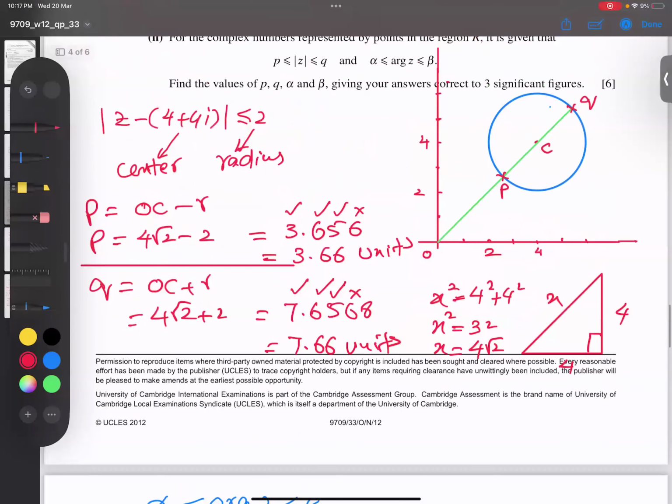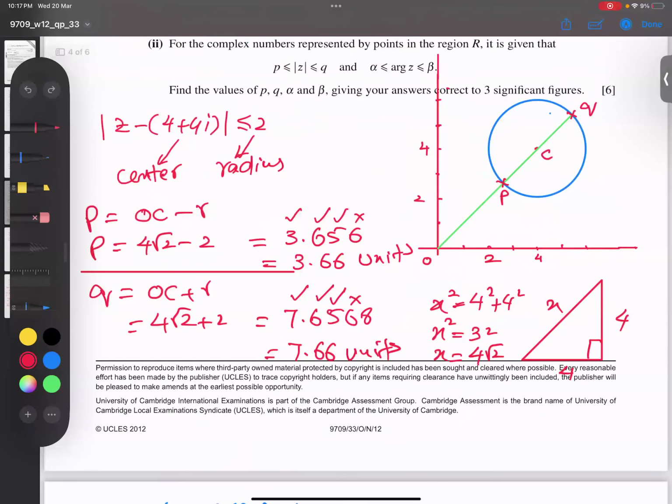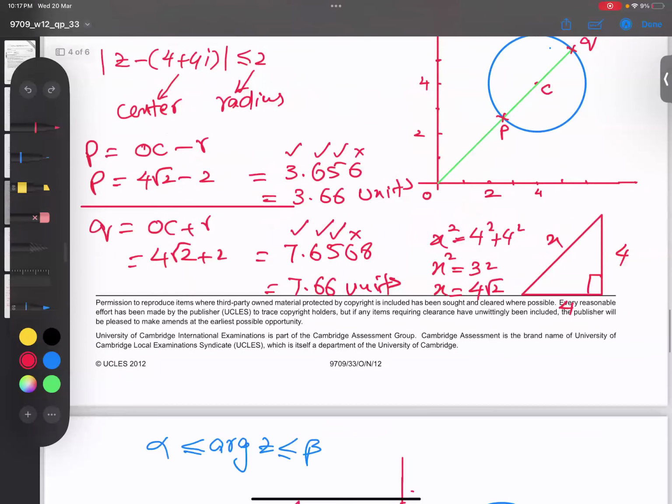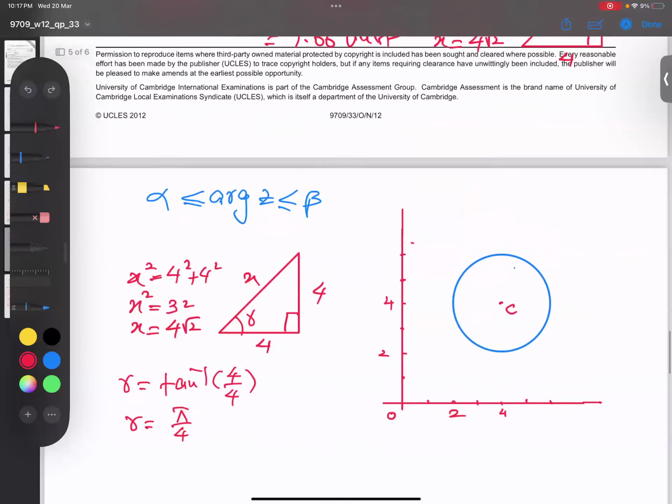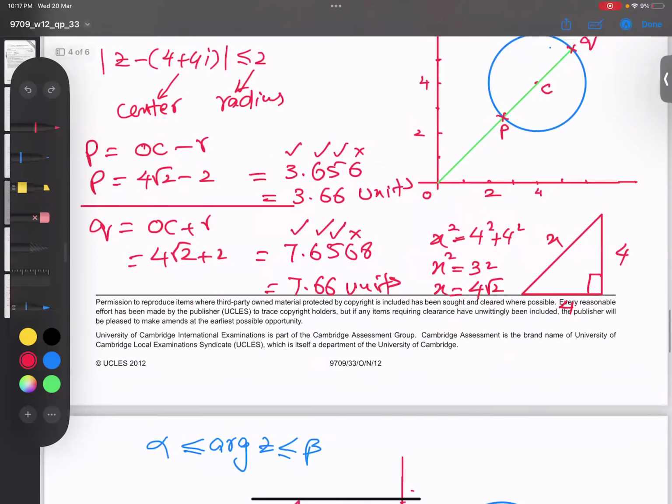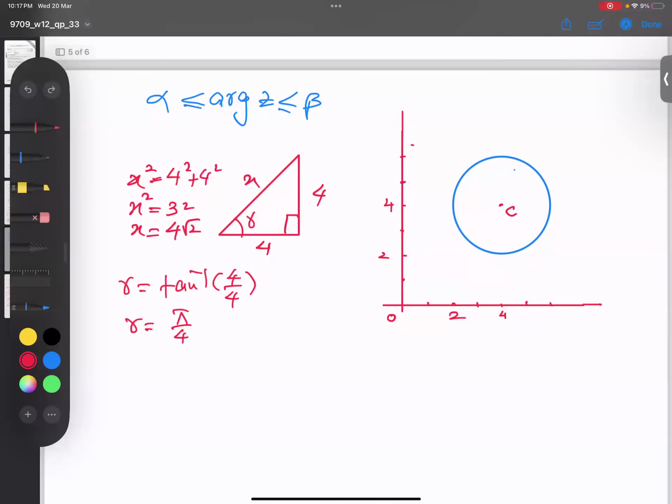Because he mentioned 3 SF here, whenever 3 SF comes, it means radian mode, so make sure of that. And when he mentions 1 dp, then we go for degree mode. Anyway, this is clear. So if I make this right-angled triangle, this is pi by 4. This will help us a lot, otherwise we can't solve the question.